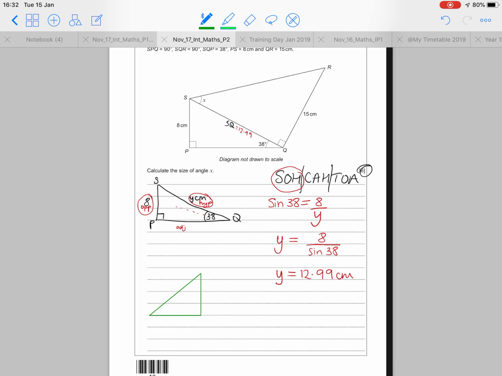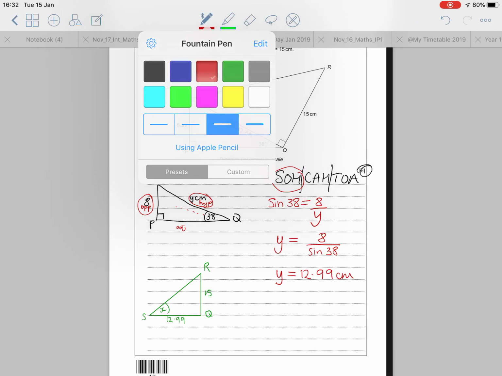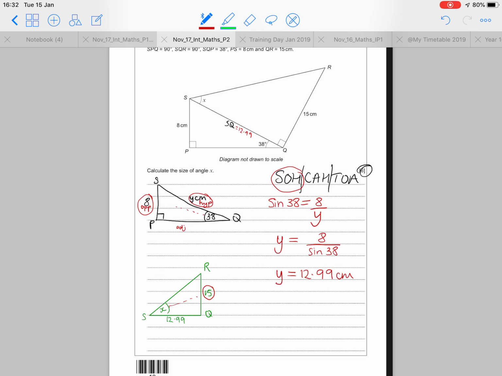So back to the second triangle where we had x here in the bottom corner, 15 there for RQ, and until now I didn't know anything about SQ, but I now know it's 12.99. Drawing the little triangles helps you focus on what information you're given that's useful, instead of looking at the whole picture in one go. Now if I want to find the angle, I need to label it. So this will be the opposite, hypotenuse and adjacent. And this time when I think about SOHCAHTOA, I have the adjacent and the opposite, which is tan.